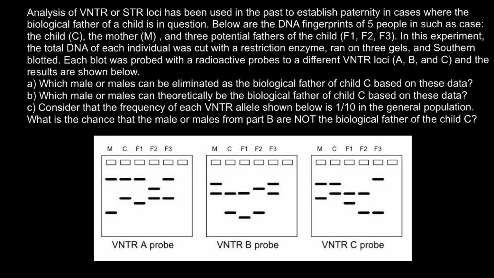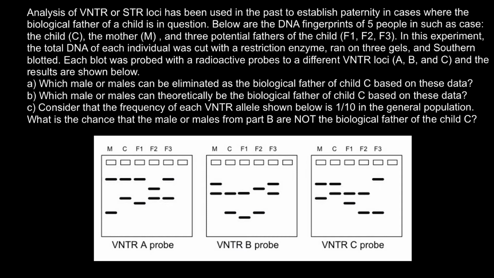Today's problem is analysis of VNTR or STR loci. VNTR stands for variable number of tandem repeats and STR stands for short tandem repeats. They have been used in the past to establish paternity in cases where the biological father of a child is in question. Below are the DNA fingerprints of 5 people.